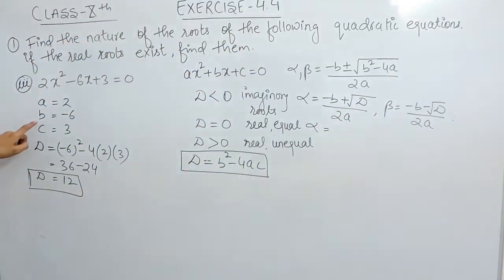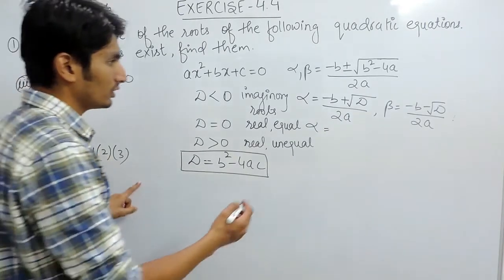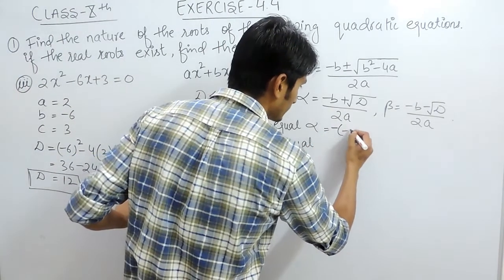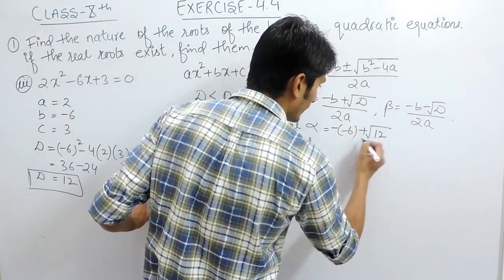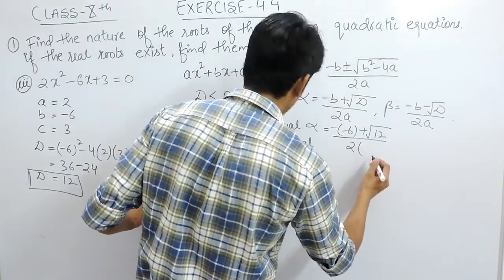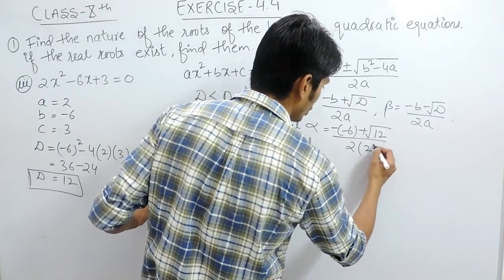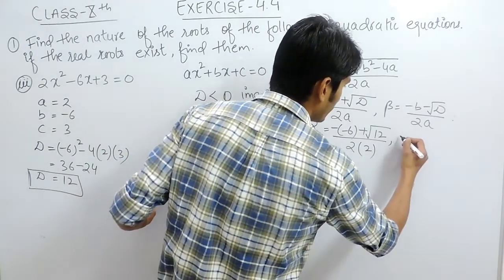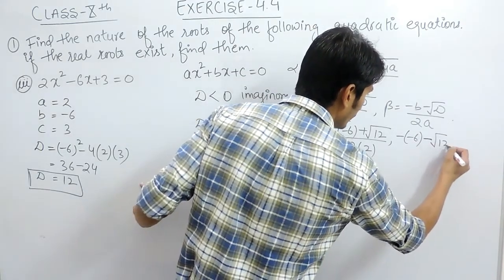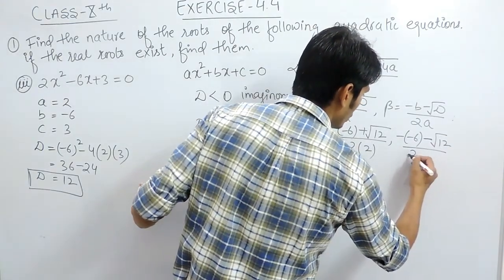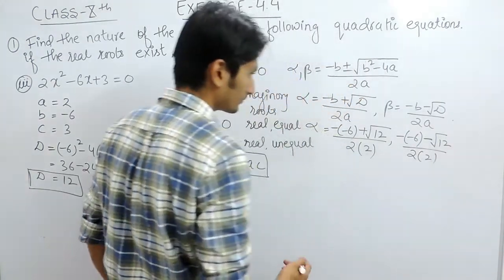The value of b here is minus 6. So minus b is minus of minus 6, plus under root D, which is 12, whole upon 2 into the value of a here, which is 2. So the second value will be minus of minus 6, minus root 12, whole upon 2 into 2.